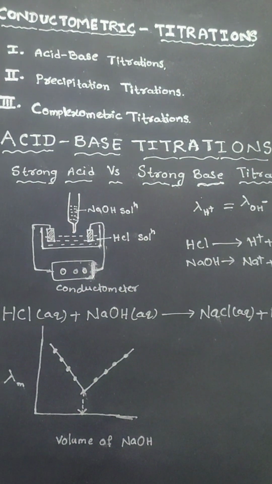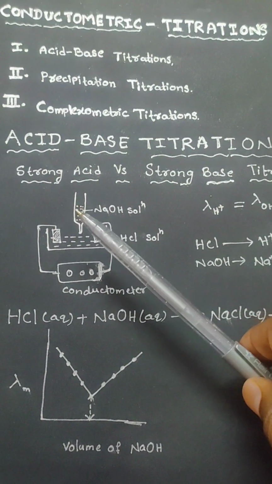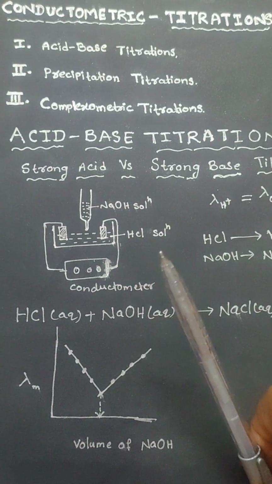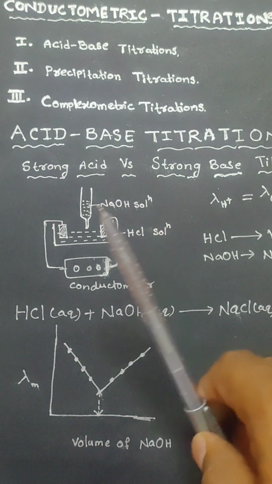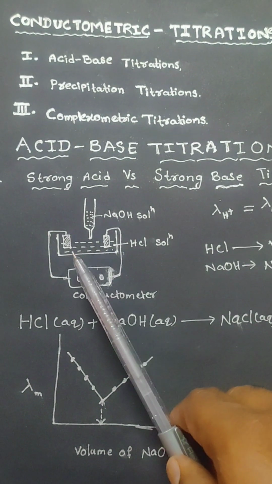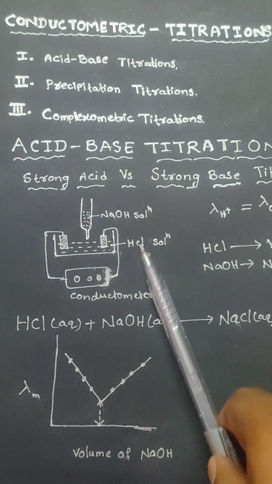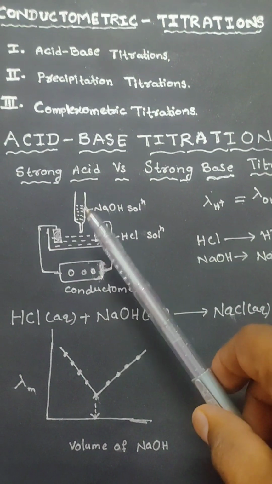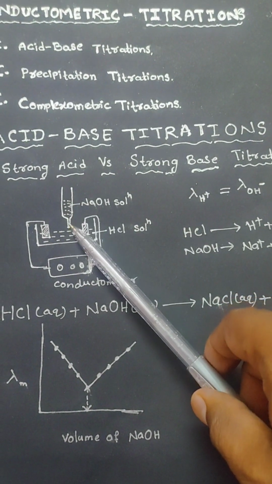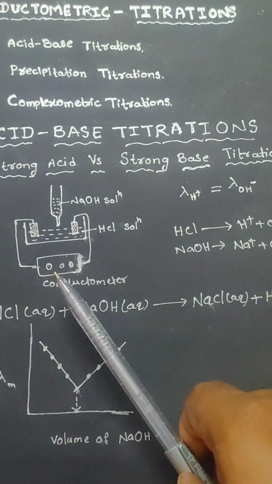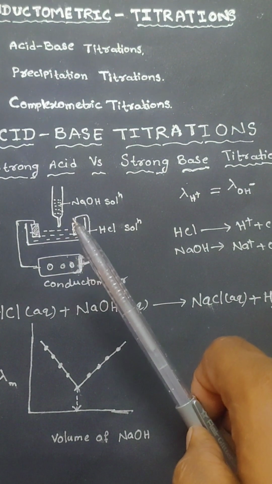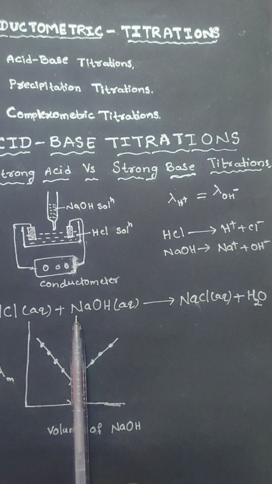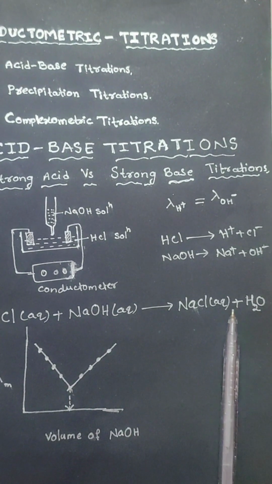So in these titrations we take NaOH base or alkaline solution in the burette, and we take the acid solution in the beaker like this. In this beaker we keep two electrodes which are connected to a conductometer, and here slowly we go on adding the NaOH solution and we measure the conductivity. So when we add the NaOH to the HCl solution, this type of reaction takes place: HCl and NaOH give us NaCl and water.